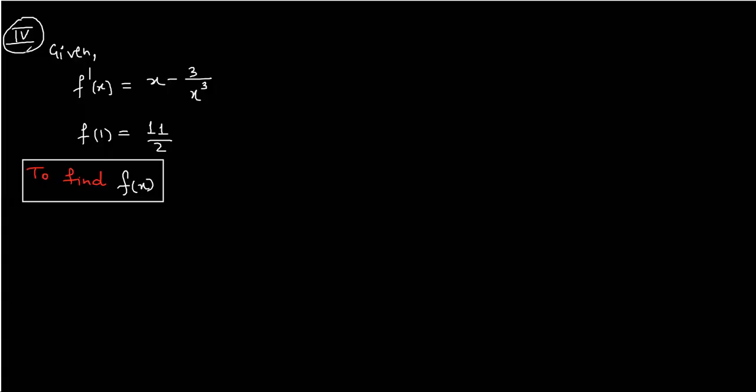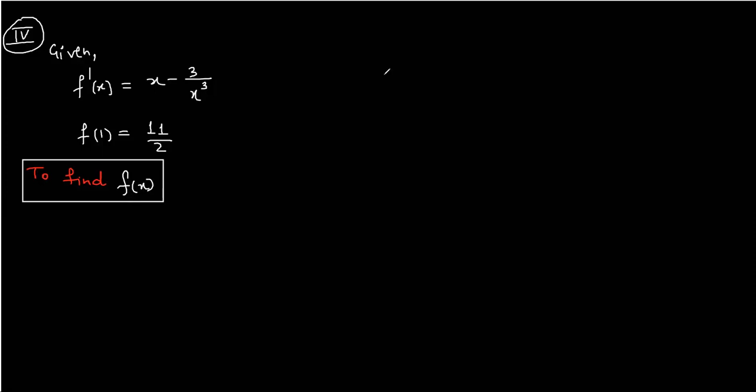I now take question number 4 from the same exercise 3.1. Here we are given f dash x. f dash x is (x minus 3) over x cube. And I'm given f of 1 as 11 over 2. The question is to find f of x. Now here, how do I do this?